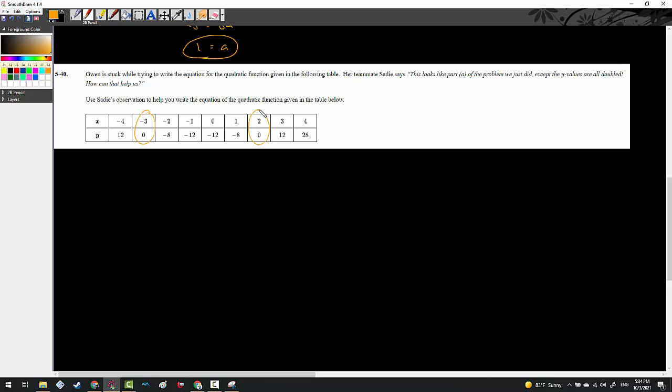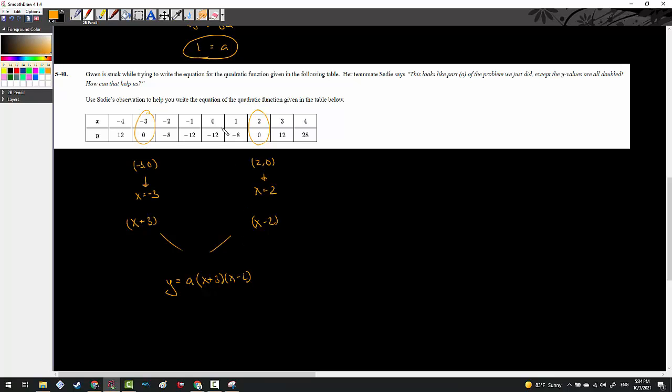Let's go ahead and identify those x-intercepts here. So again, (-3, 0), (2, 0). So x equals -3. So that means that x plus 3 is one of my factors. X equals 2, which means x minus 2 is the other factor. Again, this is where the a part is going to start coming in more handy here. So y equals a, again, this unknown stretch factor, times (x + 3)(x - 2).